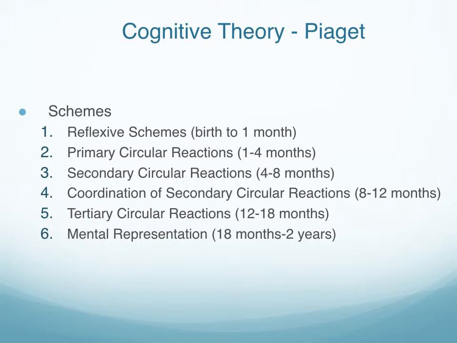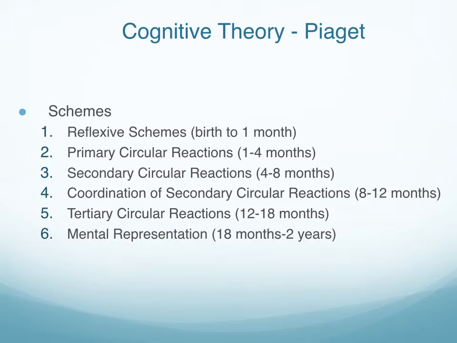The third substage is secondary circular reactions, and this is from 4 to 8 months of age. And again, these are repeated behaviors, but what makes them secondary is that they're now focused on objects outside of the body, right? So they are sitting in their playpen and they're kicking their leg and their foot hits the edge of the playpen and it makes a noise, right? And so they discover that accidentally, but then they keep doing it again and again in order to get that same effect.